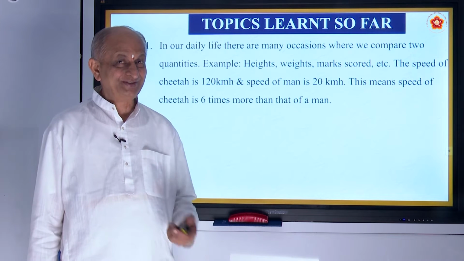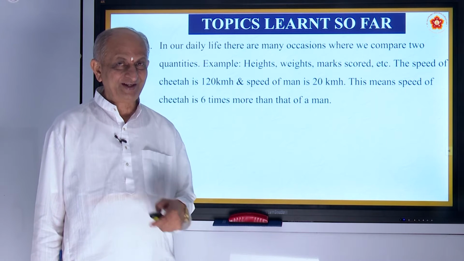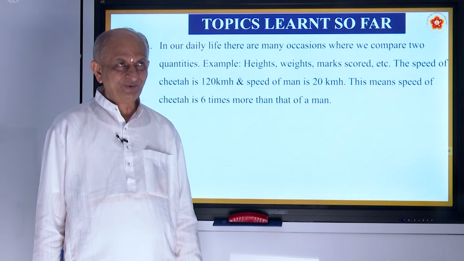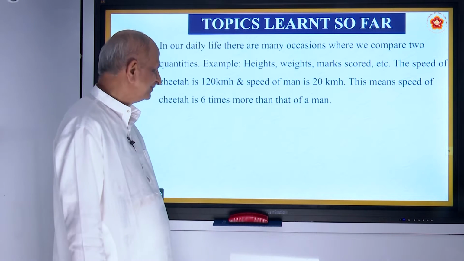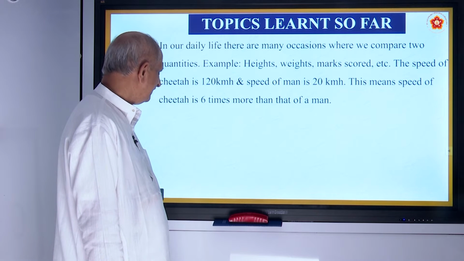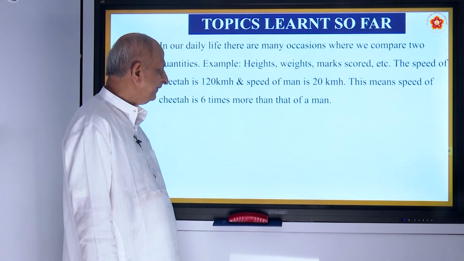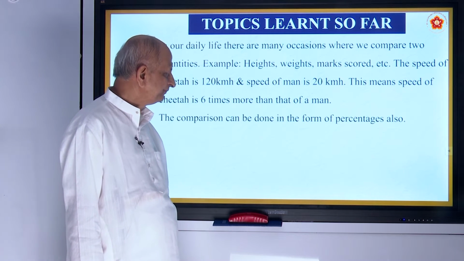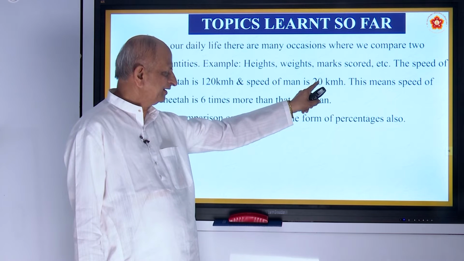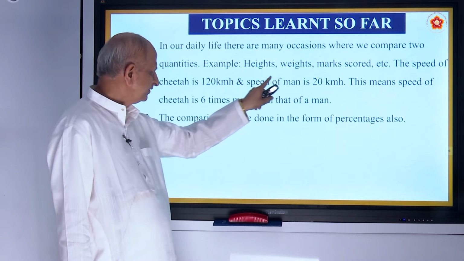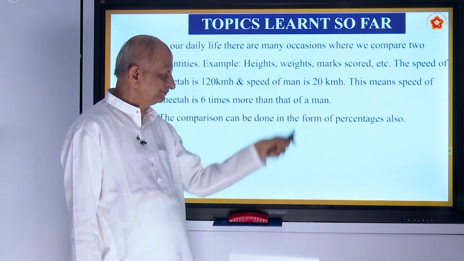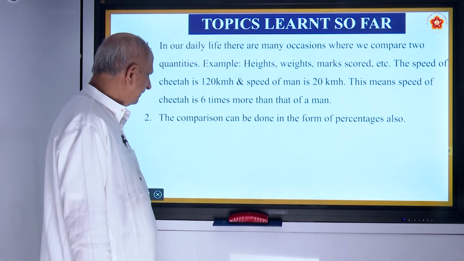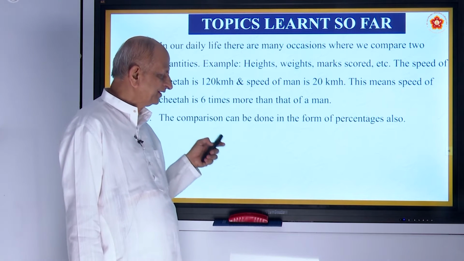Of course, to run with cheetah is not easy because it directly attacks. Is it not? So this means that the speed of cheetah is 6 times more than that of a man. Because man can run at most 20 kilometers, cheetah can run 120. So this is 6:1. And a comparison can be done in the form of percentages also.